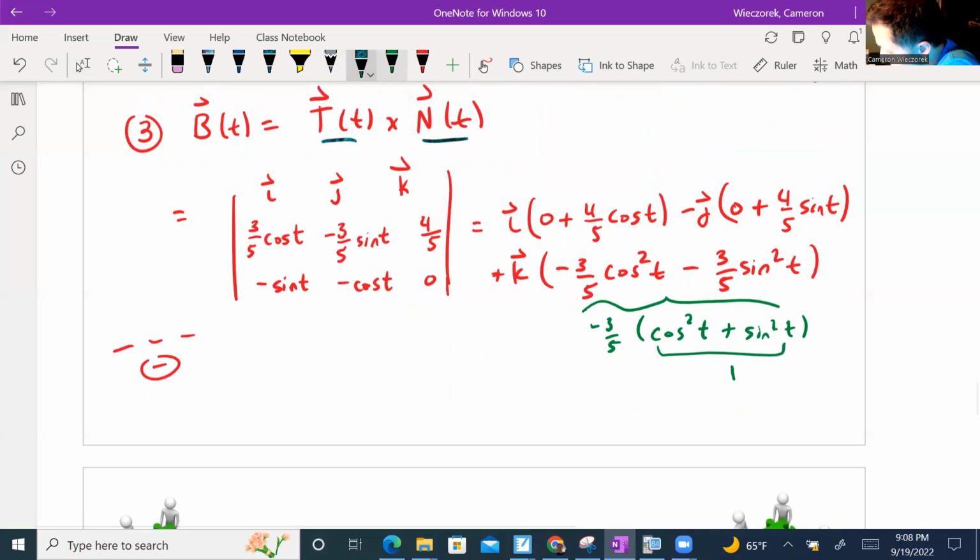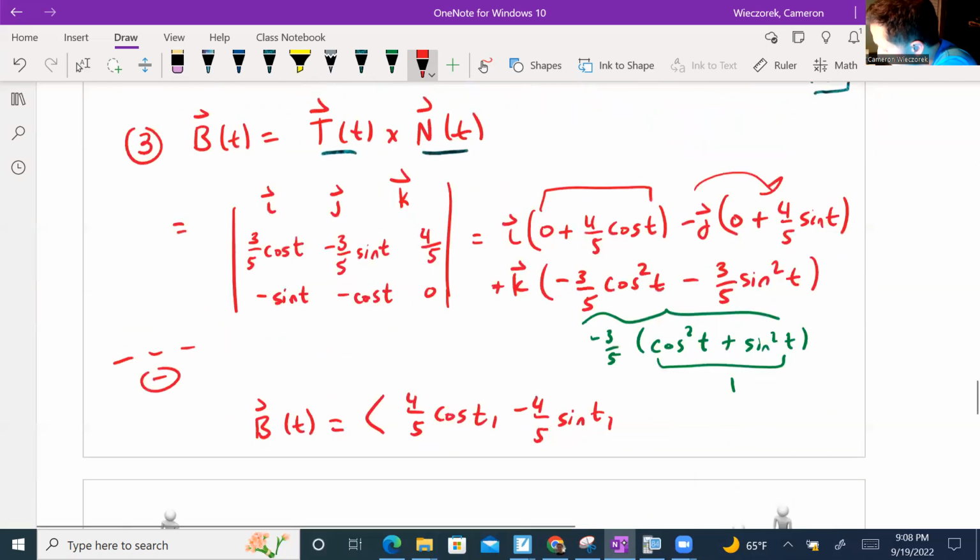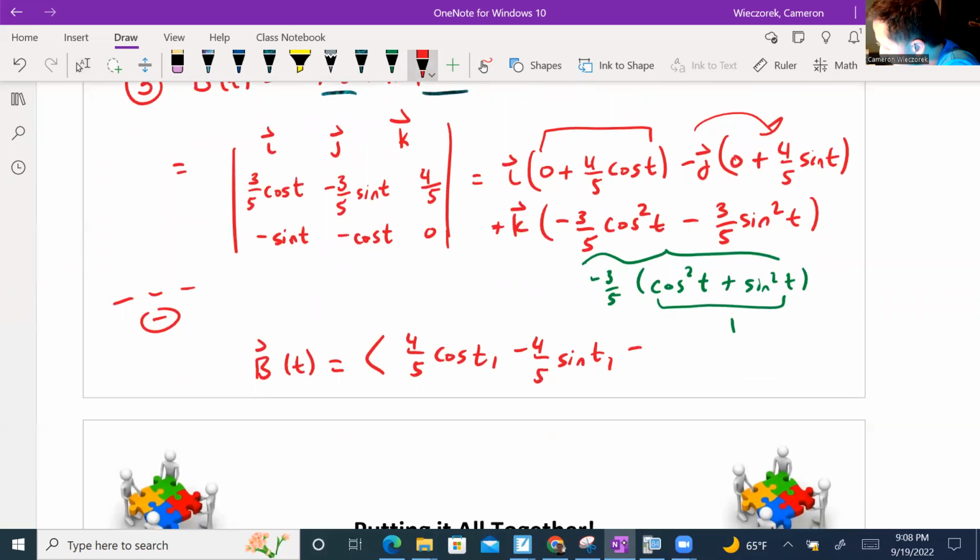So, summarizing, B of T, first component, 0 plus 4/5 cosine would be 4/5 cosine T. Second component, minus 4/5 sine T. And last but not least, we're back to having a Z component. It disappeared for the normal vector, but for the binormal vector, we actually get a constant Z value of negative 3/5. And again, if I asked you now at any value on the curve, when T is equal to pi, what's the binormal vector? If T is equal to pi over 2, what's the normal vector? You could just simply plug in the values.